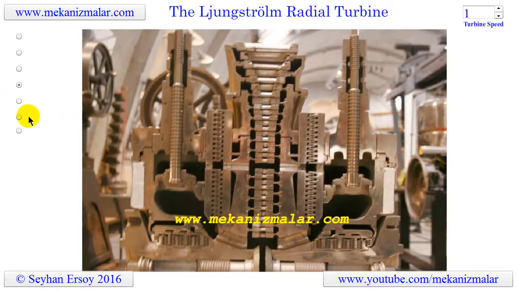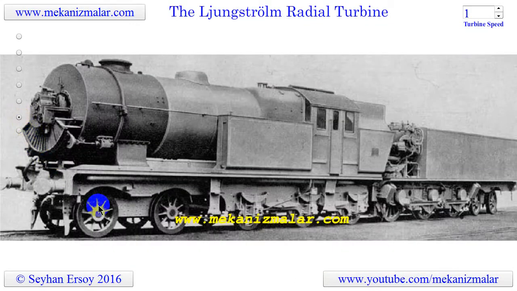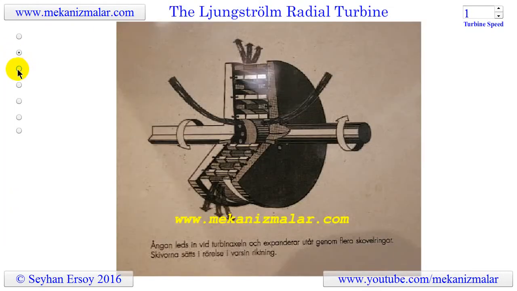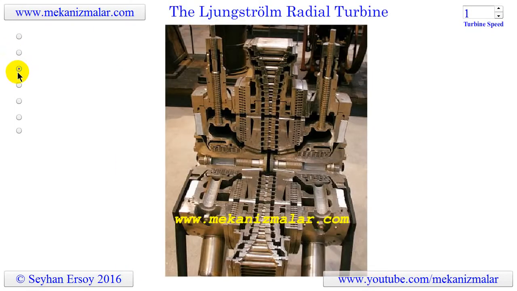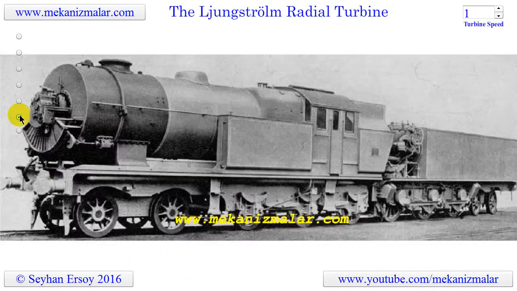Ljungstrom turbines have been used in steam locomotives successfully. However, diesel and electric locomotives replaced old steam locomotives, which could not start working immediately without waiting for the boiler to produce steam. And also, they were less complicated and easy to maintain.